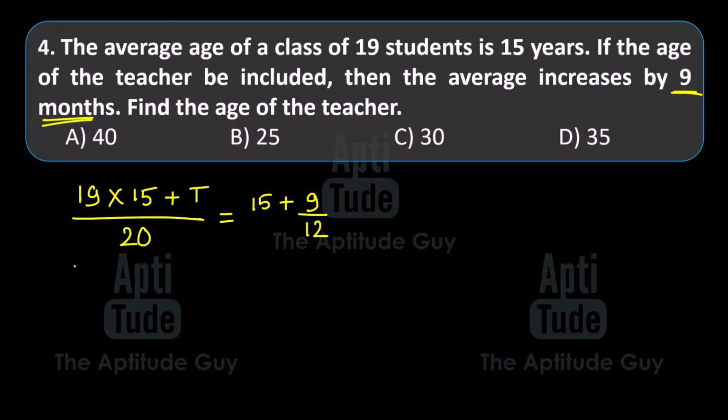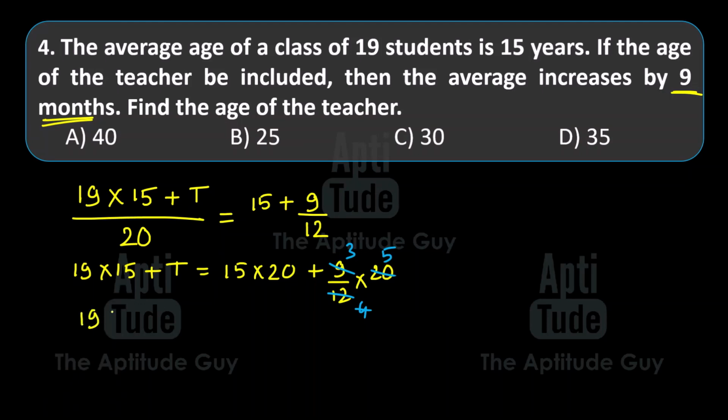So we have 19 into 15 plus the teacher. This is equal to, we have 15 into 20. This will go here, get multiplied with both of them, plus 9 by 12 into 20. Let's cancel a few things out. We have 3 3s are 9, 3 4s are 12, 4 5s are 20. So 3 5s is 15. So we have 19 into 15 plus t equals 15 into 20 plus 3 5s are 15.